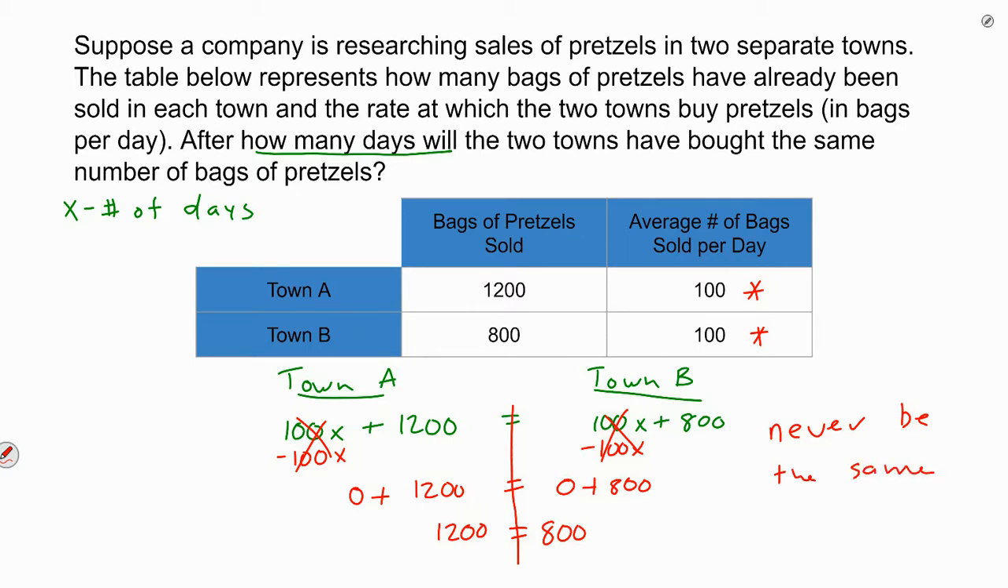And this can happen sometimes in real applications. Sometimes equations won't equal each other. So these two towns will never have the same amount of pretzels sold, which is okay. There's nothing wrong with that. It's just something that happens.